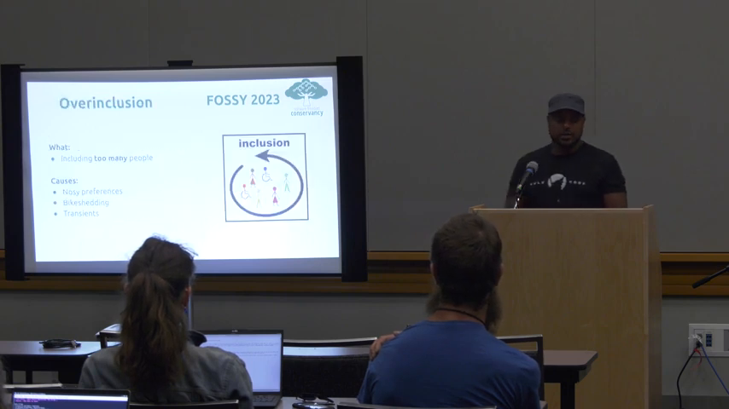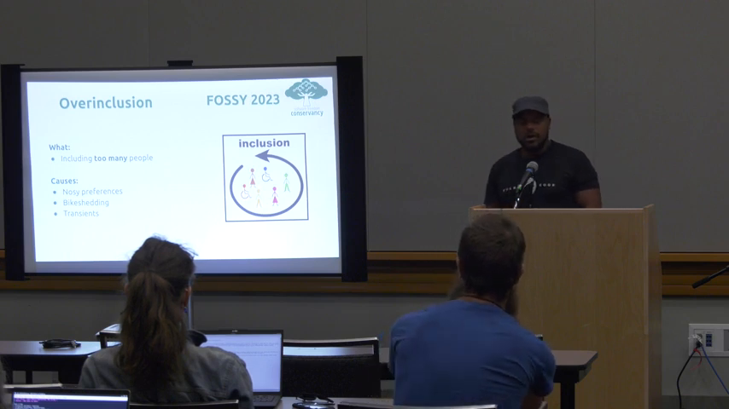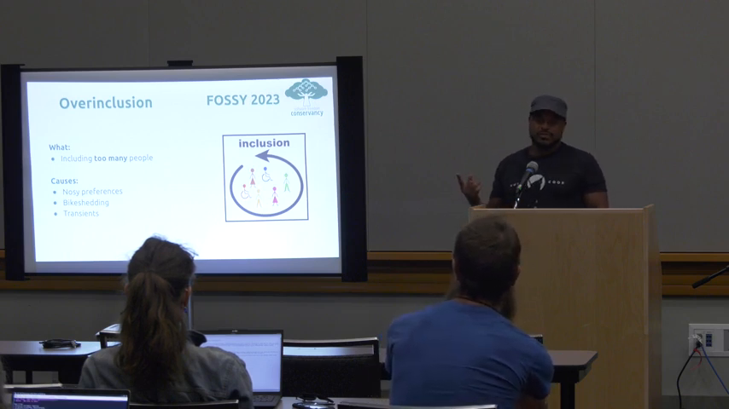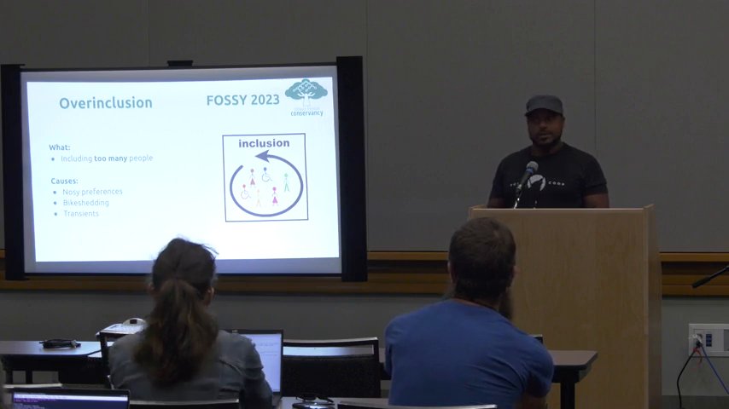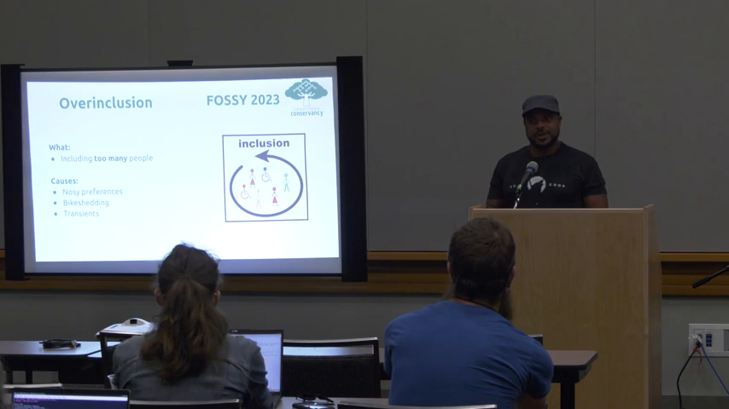Then you have over-inclusion, just including too many people. This is really nosy preferences. We talked about that before. And then you have bike shedding, so this is Parkinson's law. Essentially, people oftentimes have a very strong opinion where it's not warranted. So the color of the bike shed, if you will.